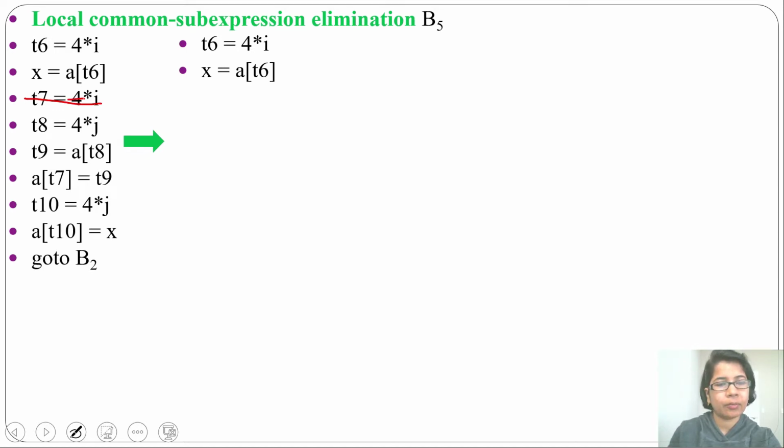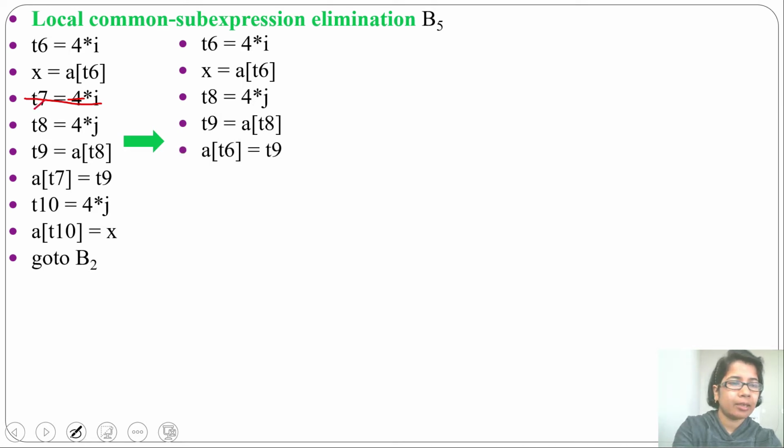Next, T8 equal to 4 multiplication j, I will write it. Next, T9 equal to a of T8, I will write it. Then a of T7 equal to T9. So T7 we eliminate, we just remove. T7 equal to T6, so we'll write a of T6 equal to T9.